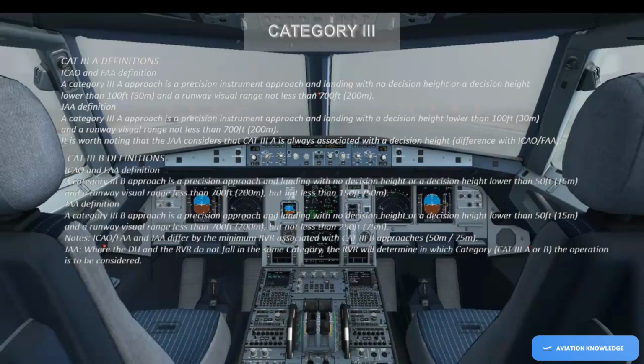JAA definition: a Category 3B approach is a precision approach and landing with no decision height or a decision height lower than 50 feet, 15 meters, and a runway visual range less than 700 feet, 200 meters, but not less than 250 feet, 75 meters. Notes: ICAO, FAA and JAA differ by the minimum RVR associated with Cat 3B approaches, 50 meters, 75 meters. In JAA, where the DH and the RVR do not fall in the same category, the RVR will determine in which category, Cat 3A or B, the operation is to be considered.